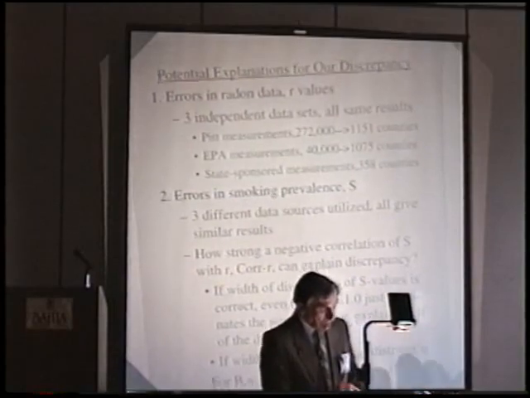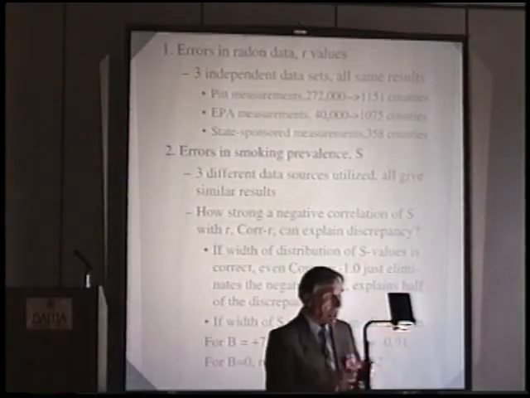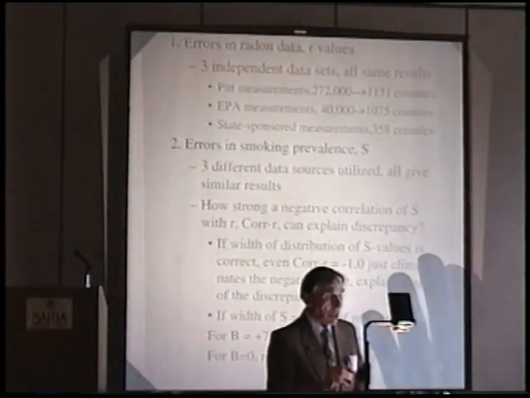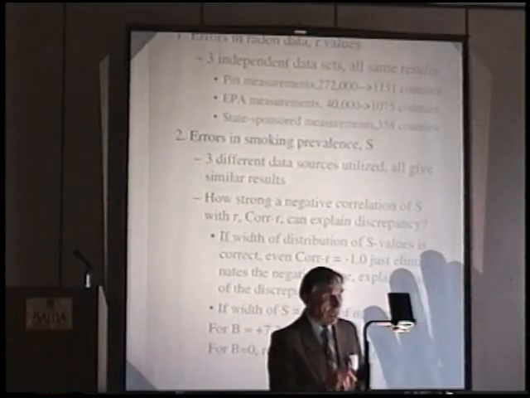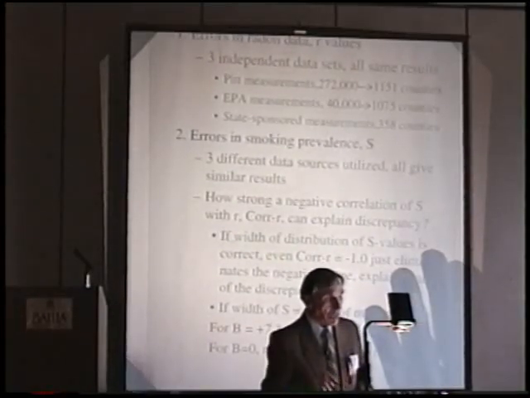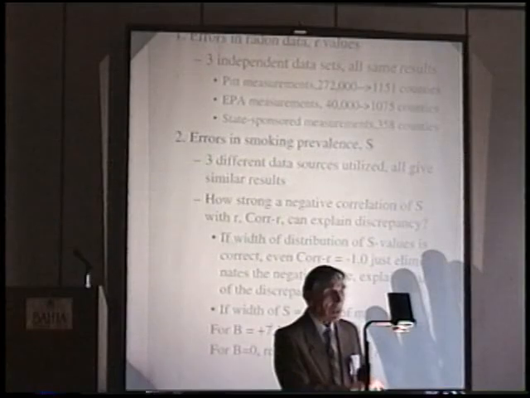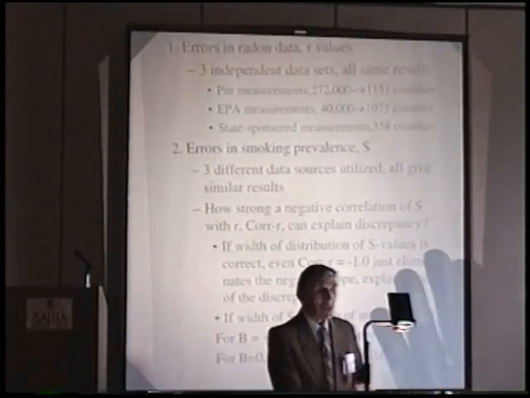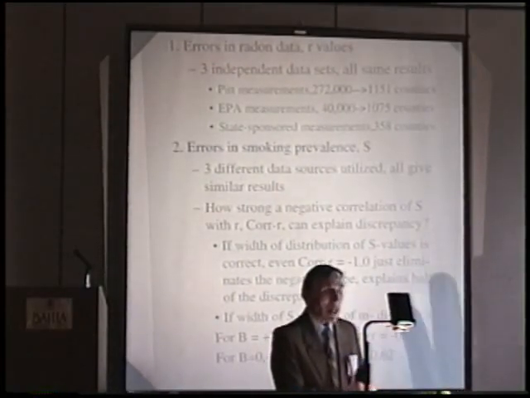Now, what I did here was take all the smoking levels in counties and all the radon levels in counties and reassign the smoking levels. Assume that the county with the highest radon level had the lowest smoking prevalence. The county with the next highest radon level had the next lowest. And so on all the way through our 1,601 counties until the county with the lowest radon level had the highest smoking prevalence. Even this only explained half of our discrepancy.